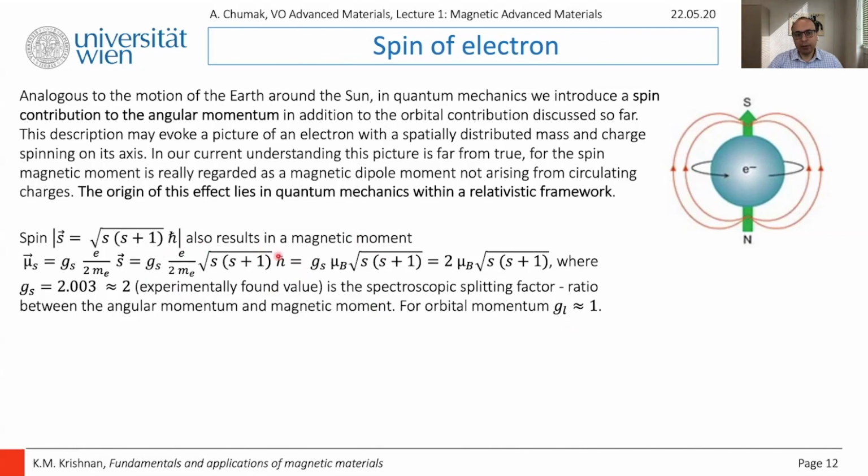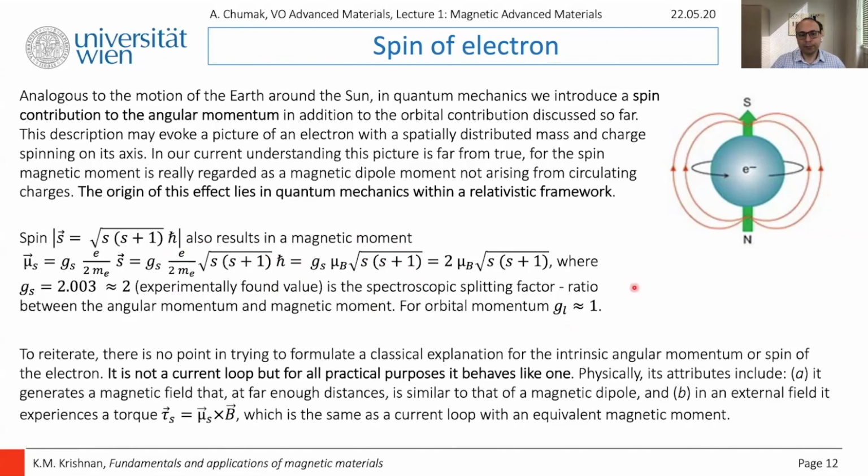So now we have the magnetic moment, and we know that it's also quantized, as everything in quantum mechanics. Again, coming back to understanding what spin is, we should keep in mind that it is not a current loop, but for all practical purposes, it behaves like one. What does practical purposes mean? First of all, it generates a magnetic field similar to that of a magnetic dipole. So it really makes a field. And second, in an external field, it experiences a torque. If you put your spin within a magnetic field, magnetic induction B, it will feel a torque. Therefore, it behaves like a current loop. Only its nature is purely quantum mechanical.